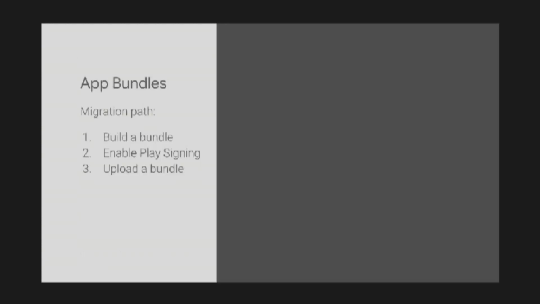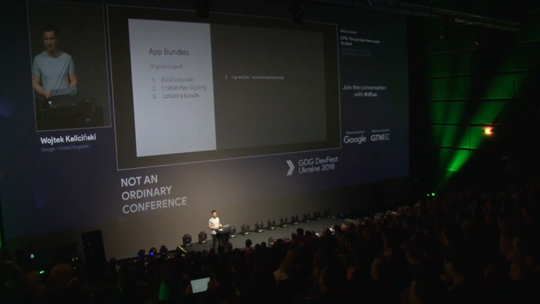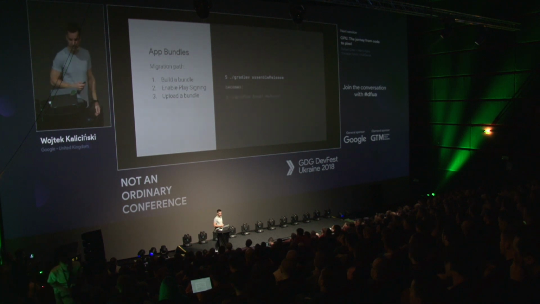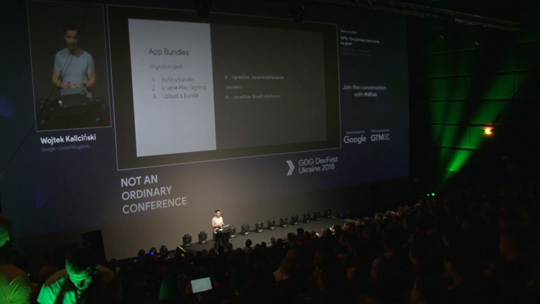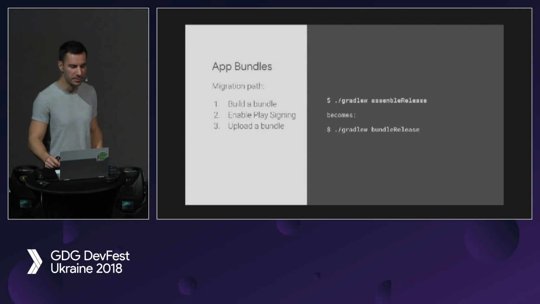So how do you actually get there? How do you transform your project from a regular APK to an AAB? That's the best part. The only thing you have to do, instead of building an APK with something like assemble release, is simply bundle release, and that's it. You don't have to change a single line in your code. You don't have to use some APIs or anything.